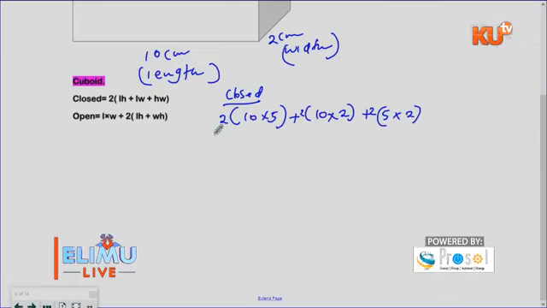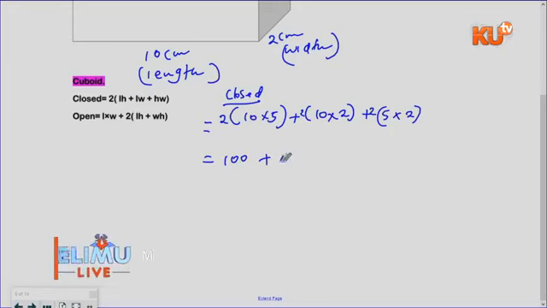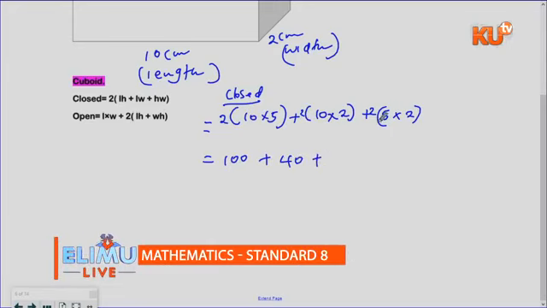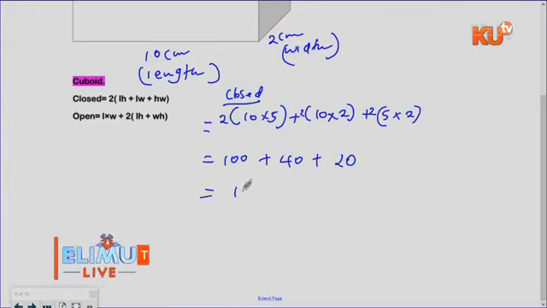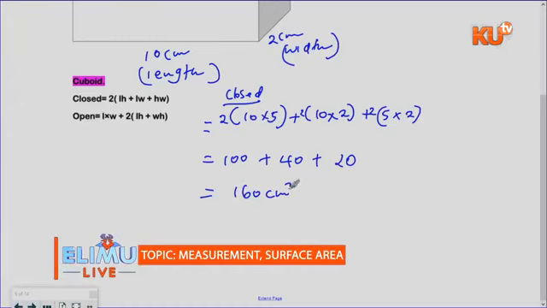So let's work that out. 10 times 5 is 50. 50 times 2 is 100. Plus 10 times 2 is 20. 20 times 2 is 40. Plus 5 times 2 is 10. 10 times 2 is 20. Okay. Then we add. So 100 plus 40 is 140. 140 plus 20 is 160 centimeters squared.